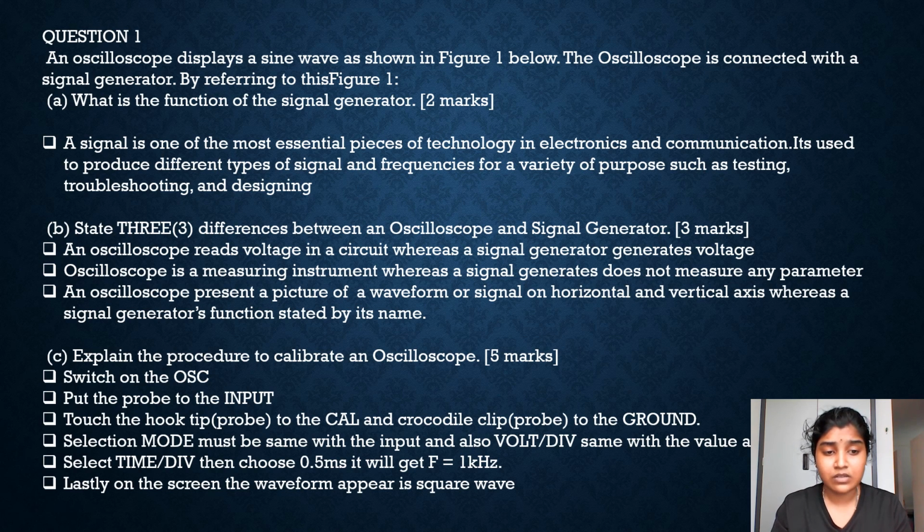C. Explain the procedure to calibrate an oscilloscope. Switch on the oscilloscope. Put the probe to the input. Touch the hook tip, which is the probe, to the coil and the crocodile tip to the ground. The selection mode must be the same as the input, and the voltage per div the same as the value at the curve. Select time per div, then choose 0.5 ms. It will give f equals 1 kHz. Lastly, on the screen, the waveform appears as a square wave.